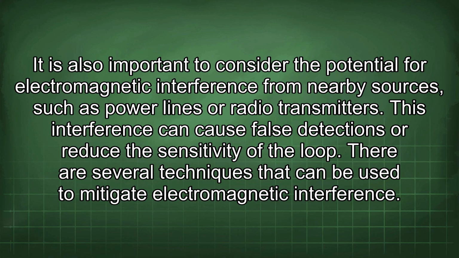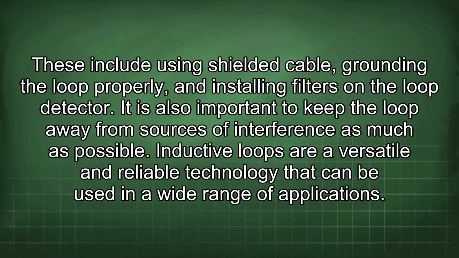There are several techniques that can be used to mitigate electromagnetic interference. These include using shielded cable, grounding the loop properly, and installing filters on the loop detector. It is also important to keep the loop away from sources of interference as much as possible.